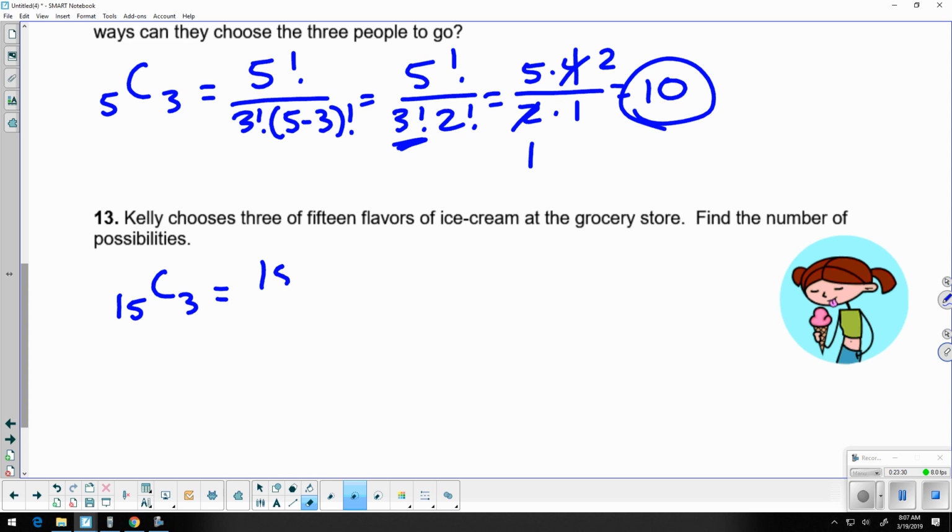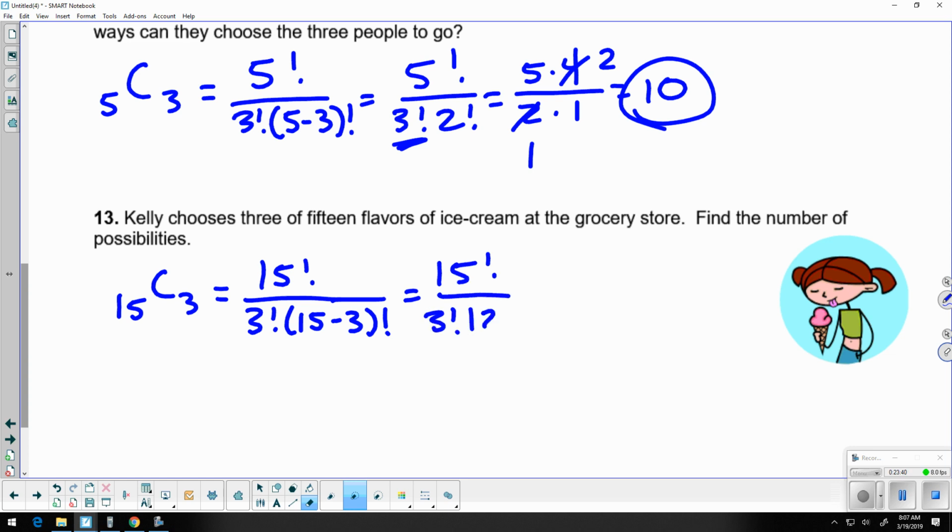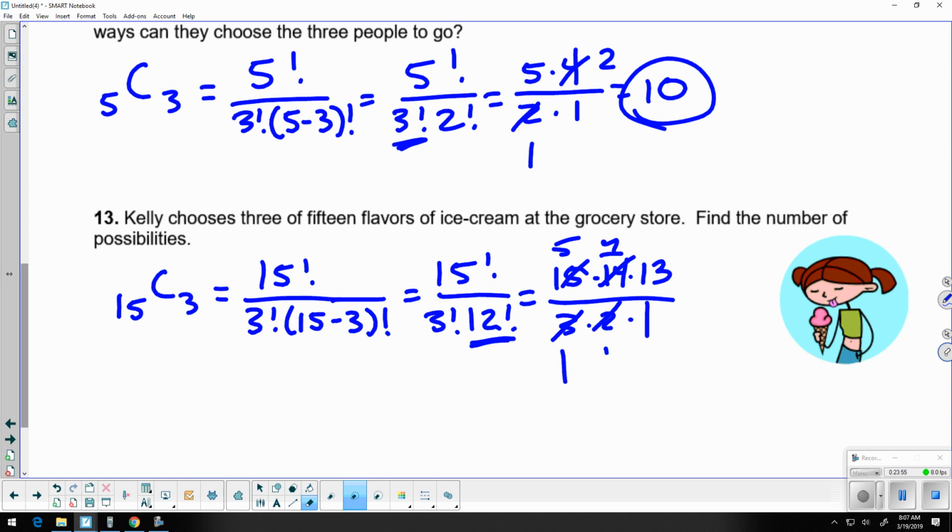So this would be 15 factorial over 3 factorial, 15 minus 3 factorial. So 15 factorial over 3 factorial, 12 factorial. So 15, 14, 13, I'll stop there. Again, I know from 12 on it's just going to cancel with 12. So now I'm just going to list out the 3 factorial. So reducing this down, that's 5 over 1. That'd be 7 over 1. So the bottom is all just 1 now. So it's just 5 times 7 times 13. And you should get 455 different ways.